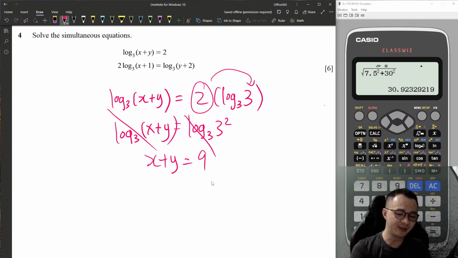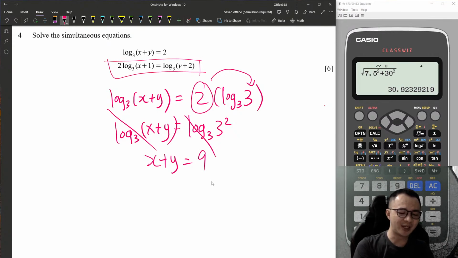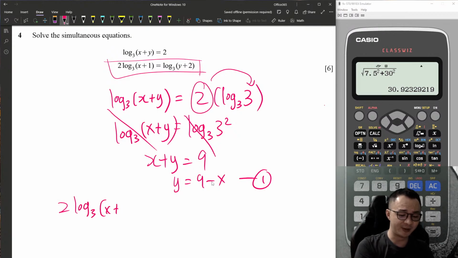I'm going to write it here. I'm not sure I can use the elimination later or not, so I kind of need to solve this equation at the same time. I think most likely I can't use elimination. Yeah, never mind, then I will make y as a subject, 9 minus x. First equation. Okay, second equation, 2 log 3 of (x plus 1) equals to log 3 of (y plus 2).